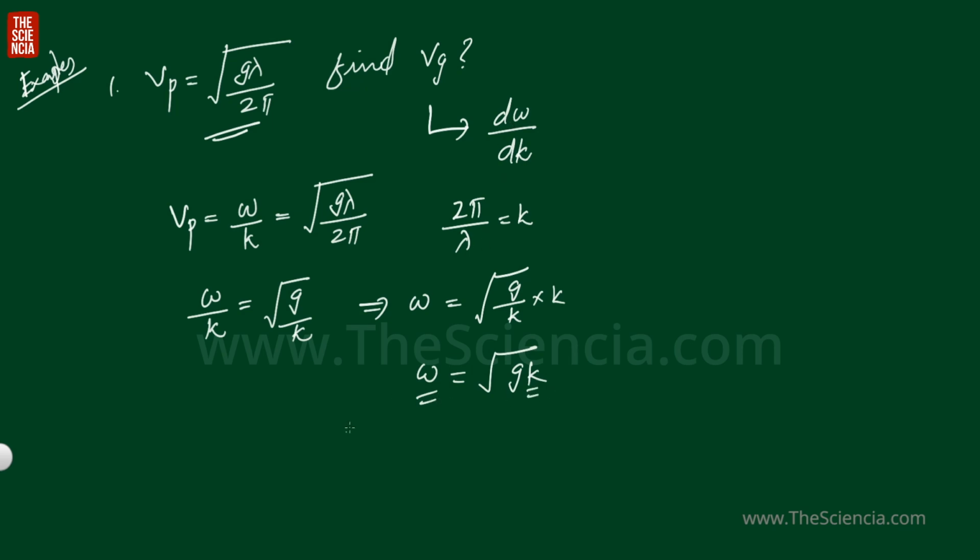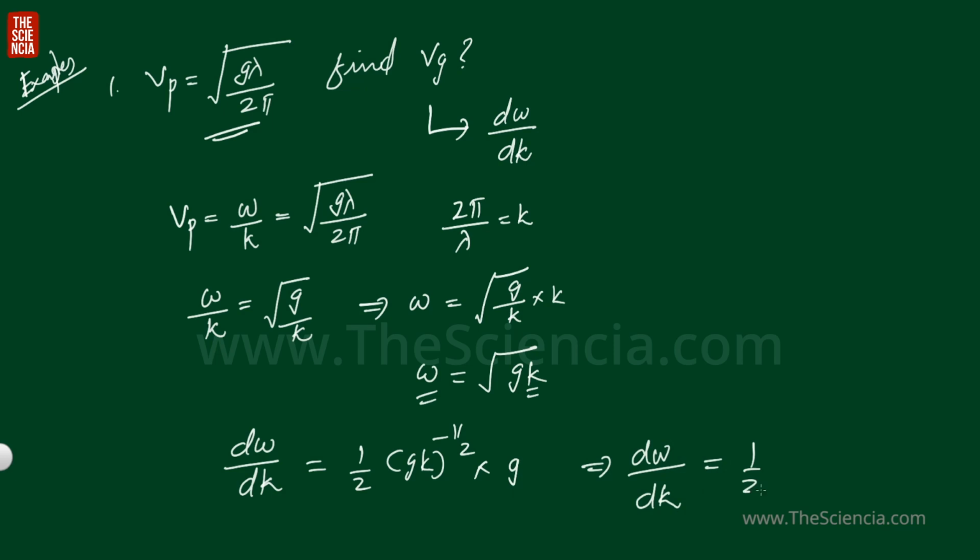Now what we have to do? We have to take derivative, that is d omega by dk. That is equal to 1 by 2 gk raised to minus 1 by 2 into derivative of this term gk, that is g. So what we get? We get d omega by dk is equal to 1 by 2 root of g by k.